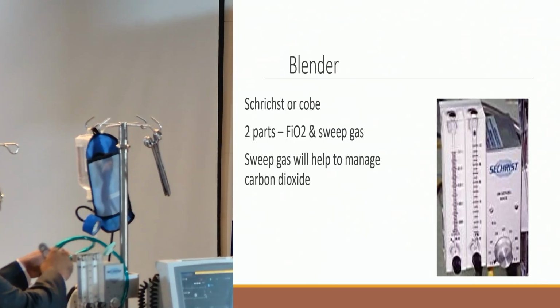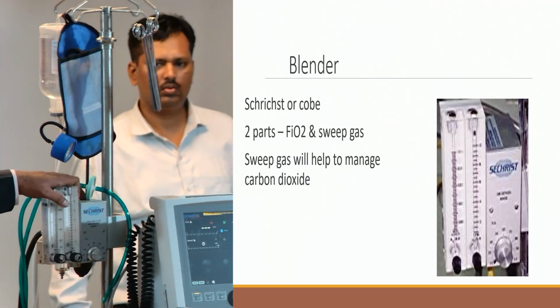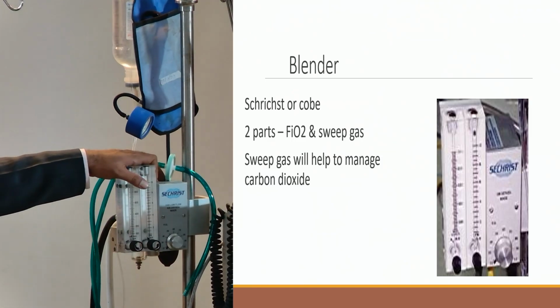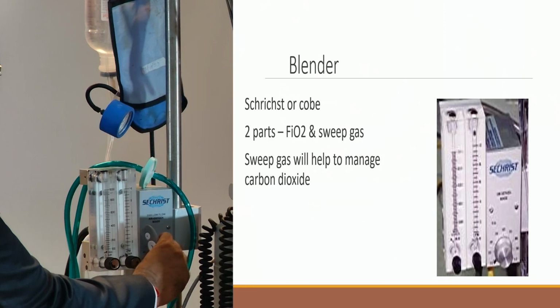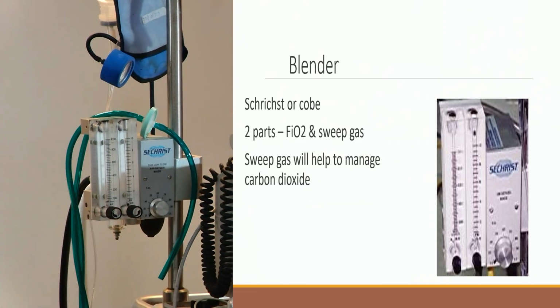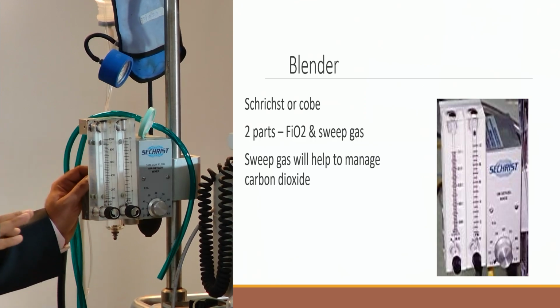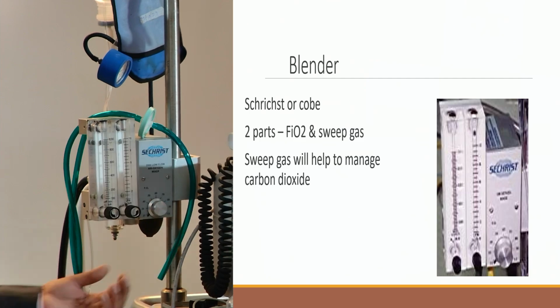If you see, this is like the blender you have in a ventilator. This is to mix the air and the oxygen. So here you have two parts. One is FiO2. This is to adjust the FiO2. When you set FiO2 100%, it means only oxygen is going, and you are giving 100% oxygen. When you keep FiO2 21, it means you are giving only air.